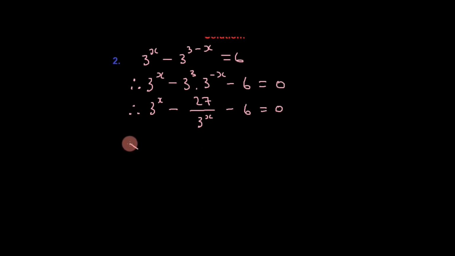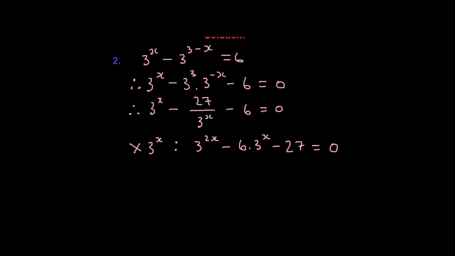Now we can multiply through by 3 to the x. So 3 to the x times 3 to the x is 3 to the 2x when we add the powers. Then I'm going to write negative 6 times 3 to the x. And here the 3 to the x's cancel. So it's negative 27. And this is all equal to 0.